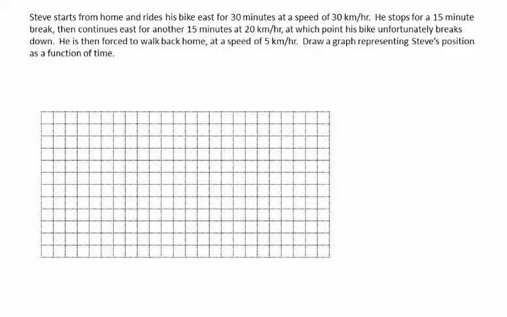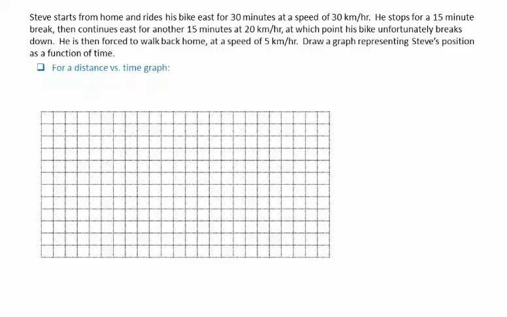Draw a graph representing Steve's position as a function of time. Note that position is basically the distance measured from a fixed reference point. In this case, Steve's home can be used as the reference point. We can then treat this as a distance versus time graph.